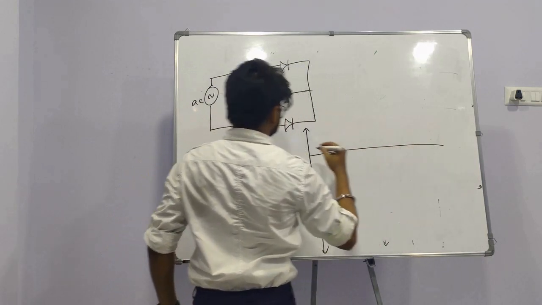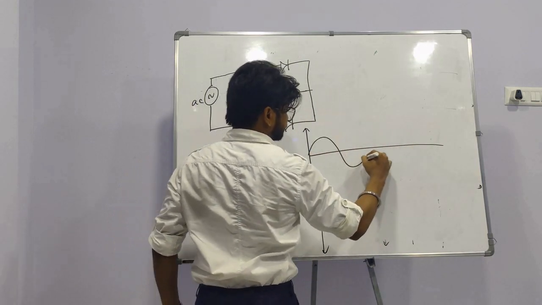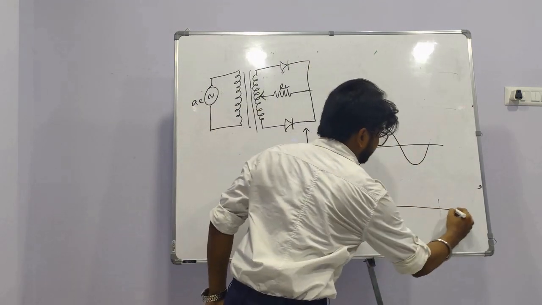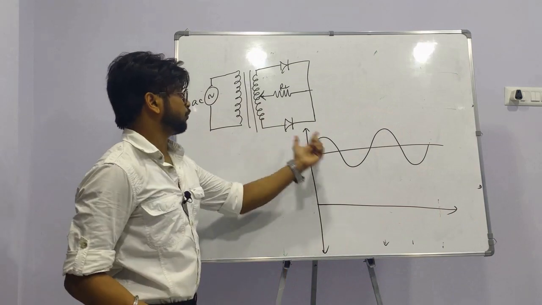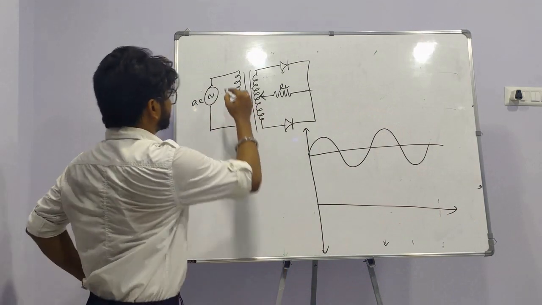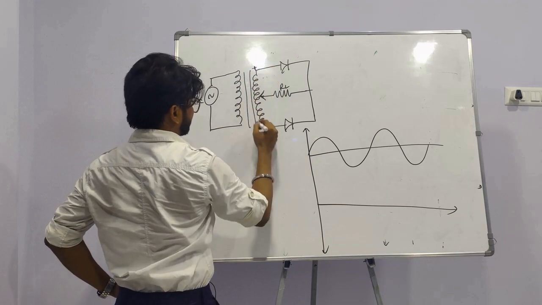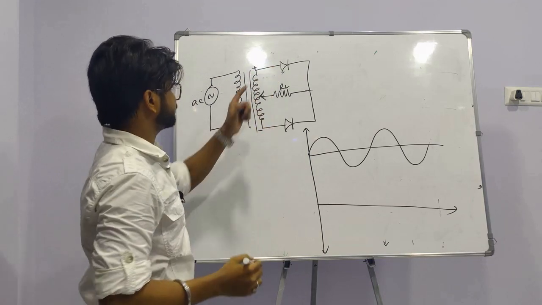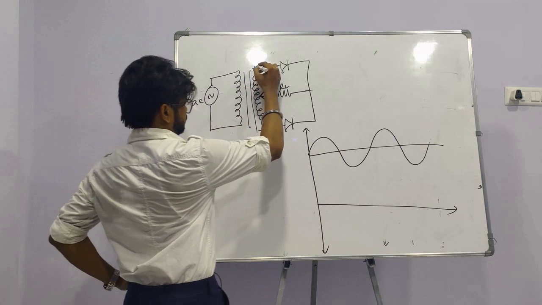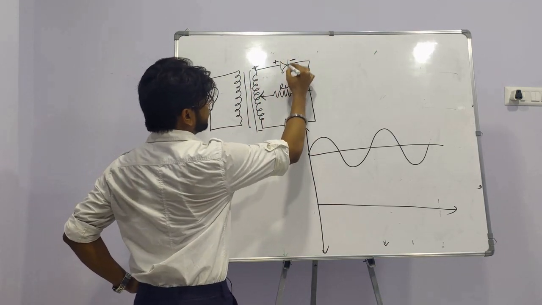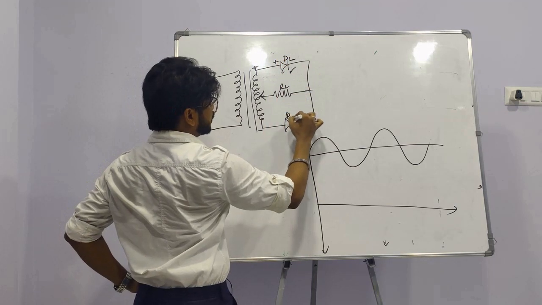So here, this is the input signal, and here let us assume the positive half cycle. In the positive half cycle, this is positive and this is negative. So the current flows, this becomes positive and this becomes negative. This is diode D1, this is diode D2.